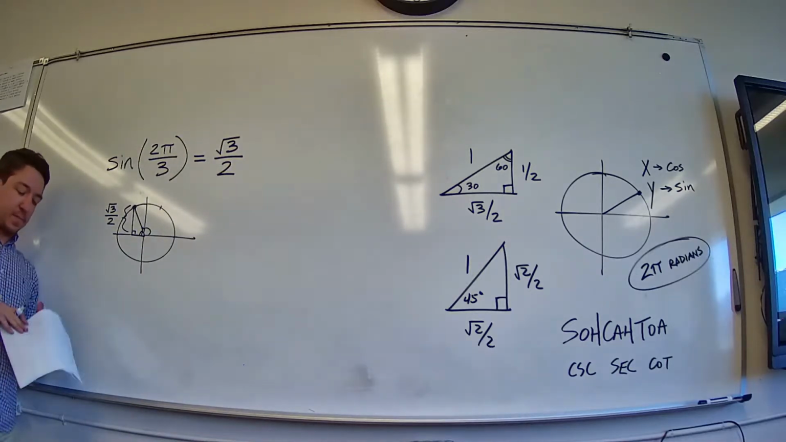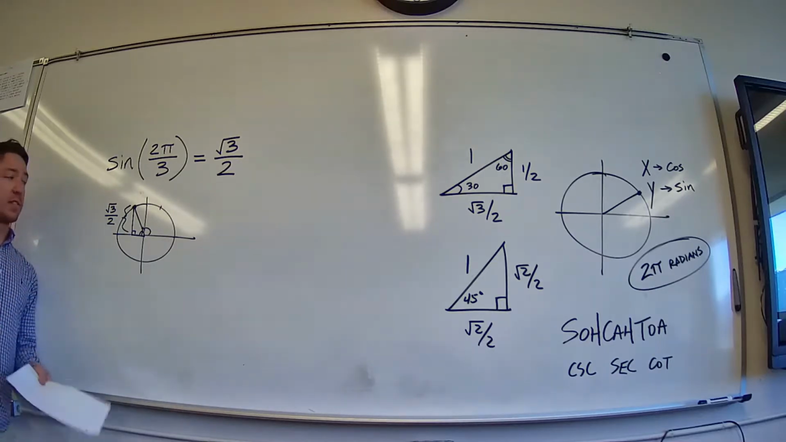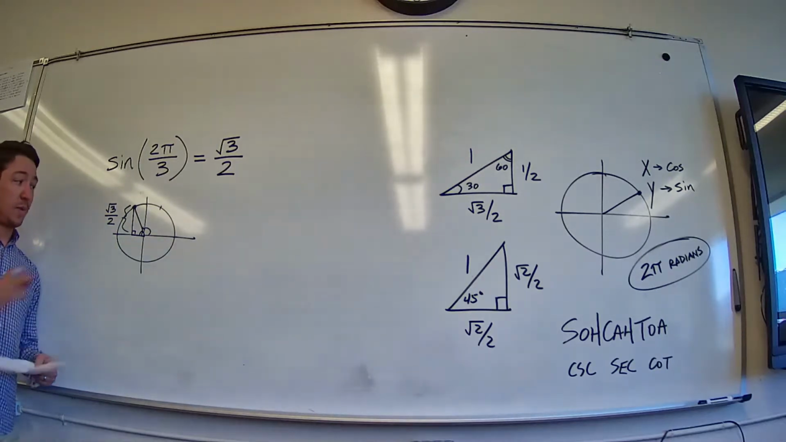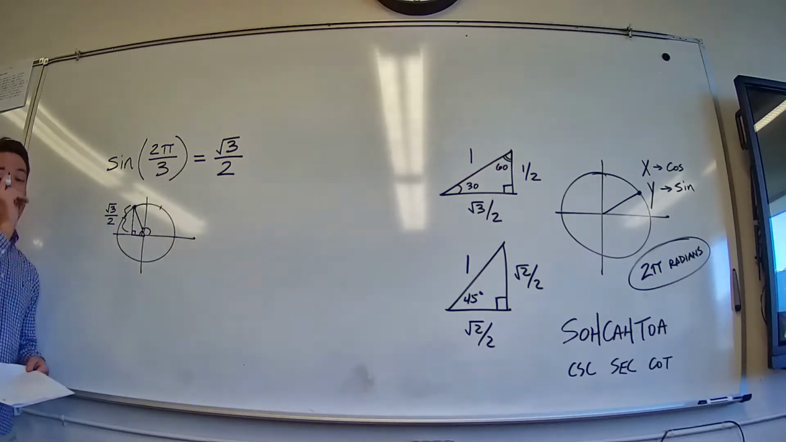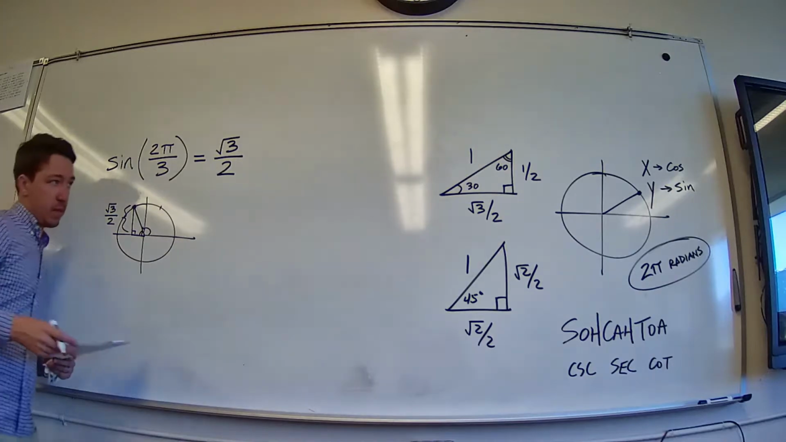Cool beans? All right, let's do one or two more. Just for funsies, what's the cosine of this angle? Opposite. Half. It would be negative 1/2. Okay, make sense? Yep. Okay.